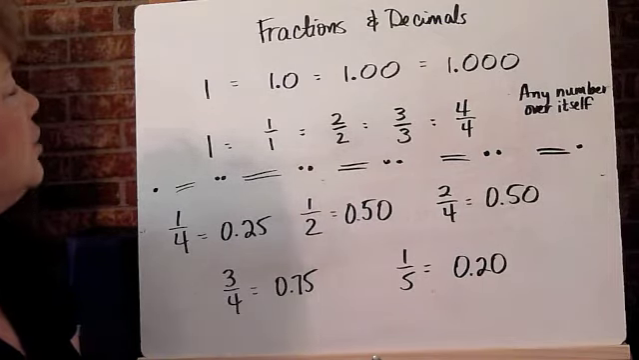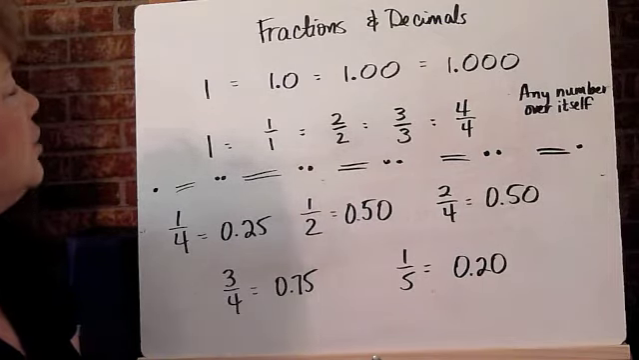I just want to remind you that the numeral 1 is the same thing as 1.0, which is the same thing as 1.00, which is the same thing as 1.000. And you can add as many zeros as long as the zeros come after the decimal point with the number 1, then it's equal to 1.